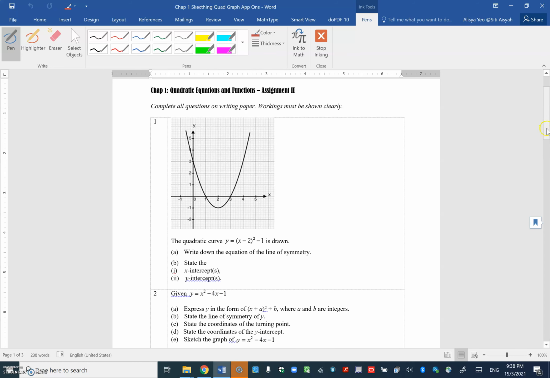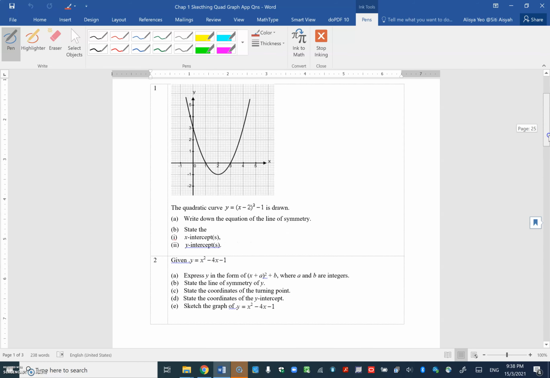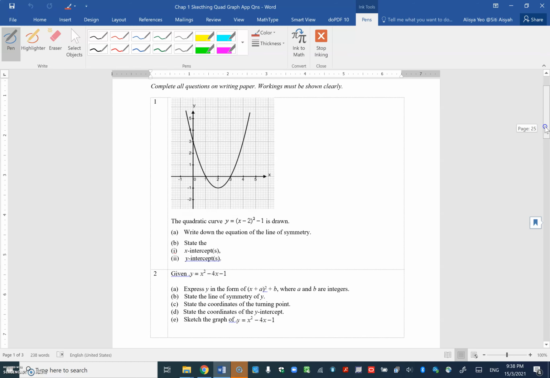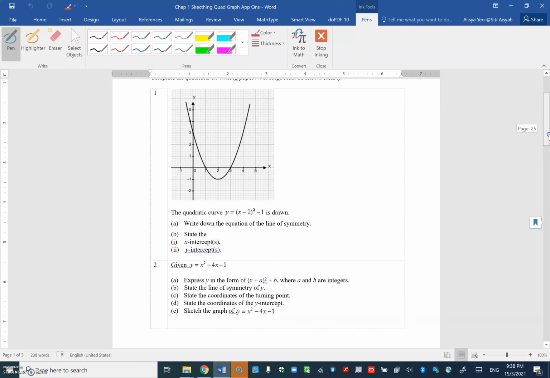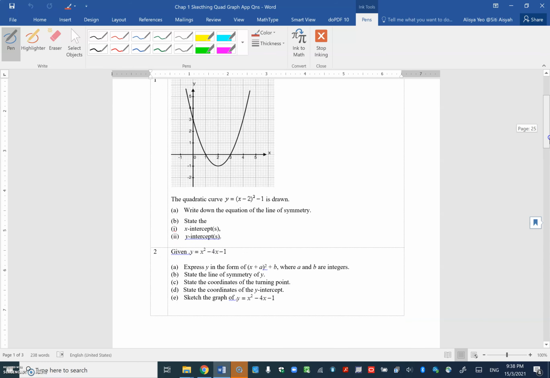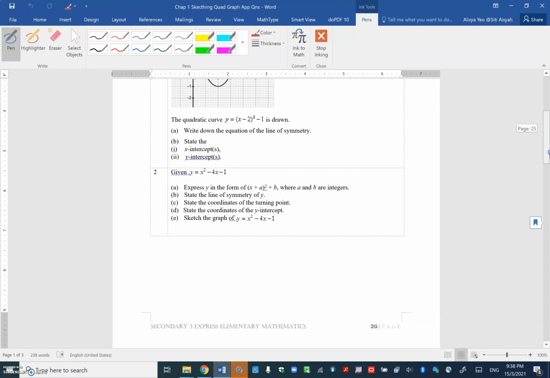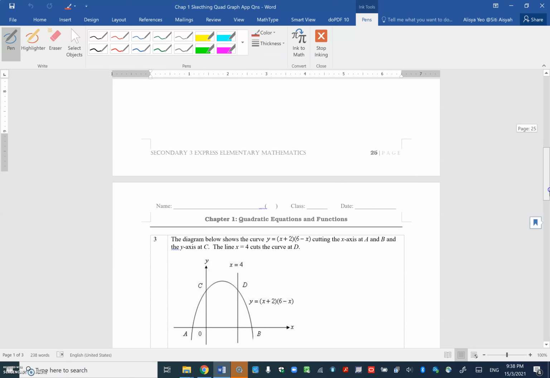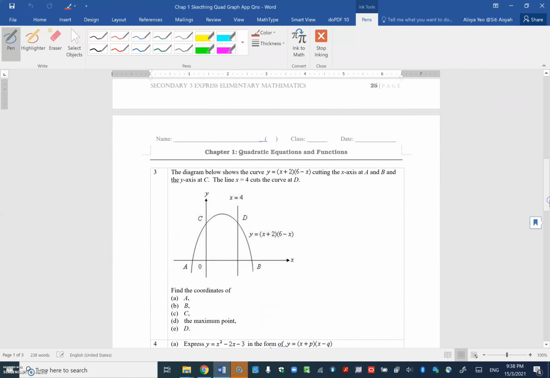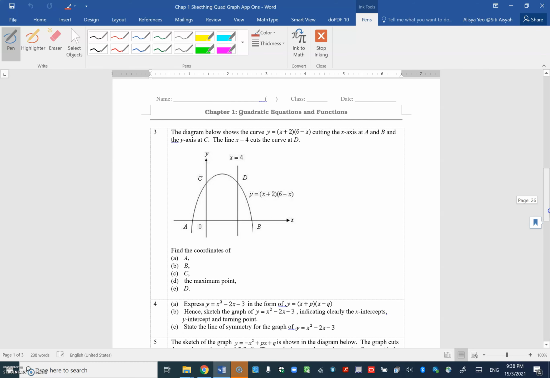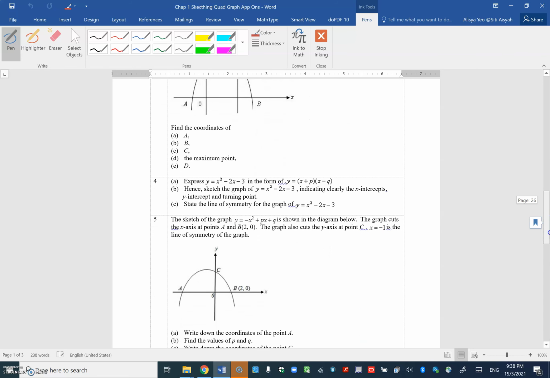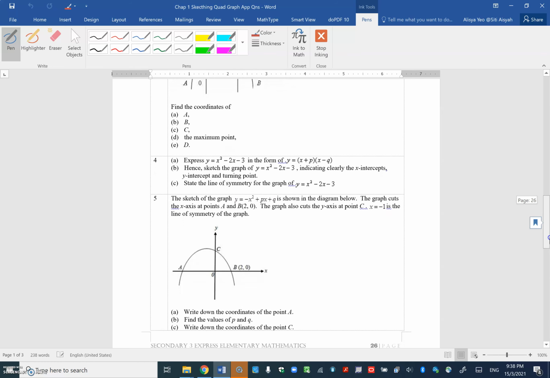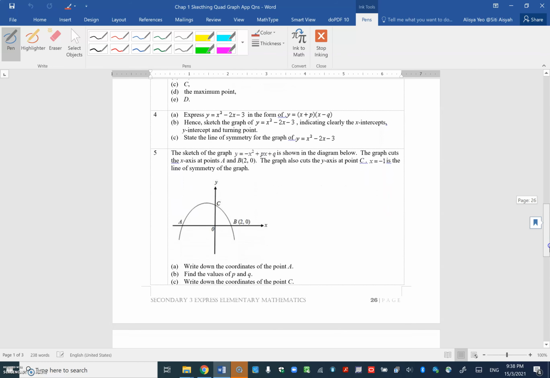Hello class. Today we're going to be doing the exercises, or the questions, in assignment 2 of your resource booklet A, which is on pages 25 and 26. These questions are actually the reverse of sketching quadratic curves. Given quadratic curves, you're going to be solving questions relating to the curves that they have drawn for you.